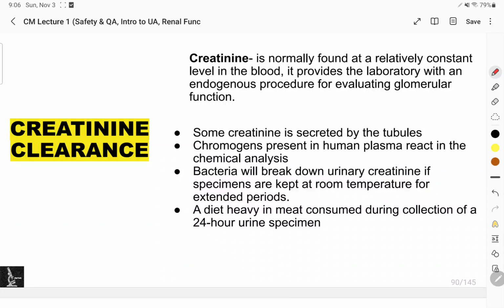So karon ang common karon is your creatinine clearance. So creatinine is normally found at a relatively constant level in the blood. Okay? And then kita ra siya sa lawas. Okay? Endogenous siya nga procedure. Dili kinahanglan ma-intake sa pasyente ani.